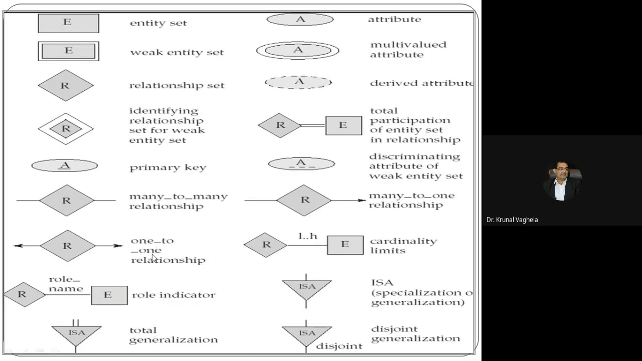First we'll see one to one. If one is there, arrow. This is also arrow. So here A, this is B, this is one to one. So without arrow, many to many. With arrow on both sides, one to one.